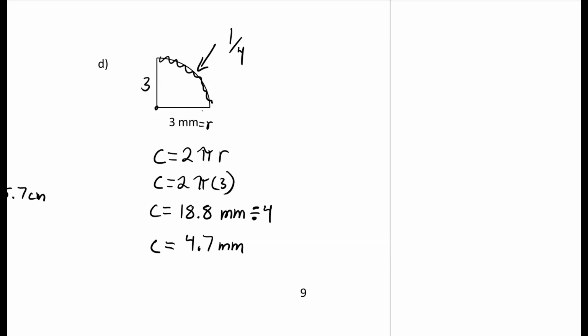Now we're not done because we need to add the two sides that are showing there. So our perimeter equals 4.7 plus 3 plus 3. So perimeter equals 10.7 millimeters.